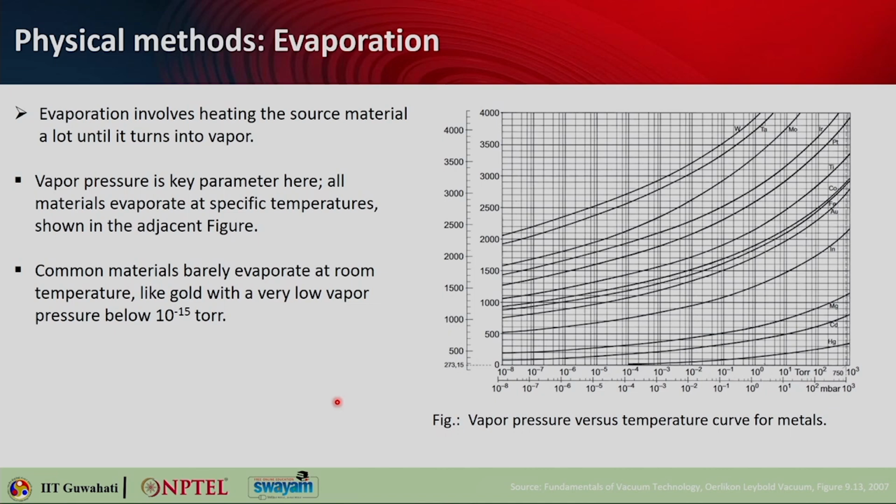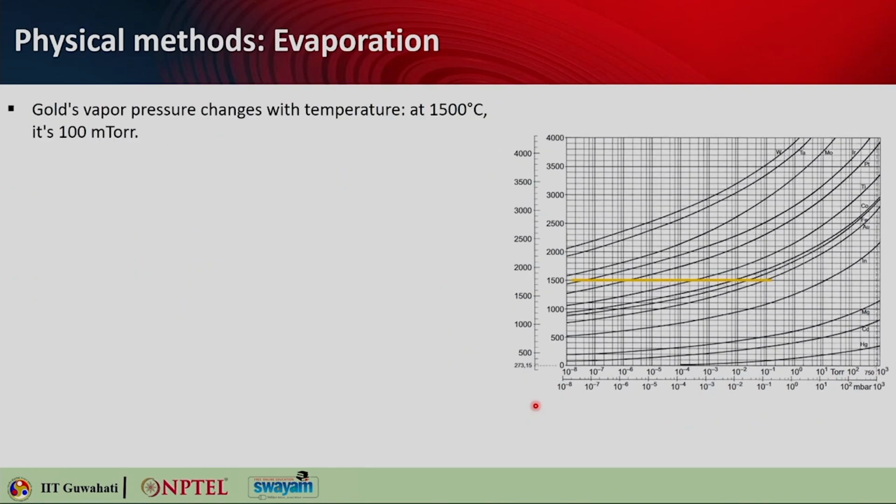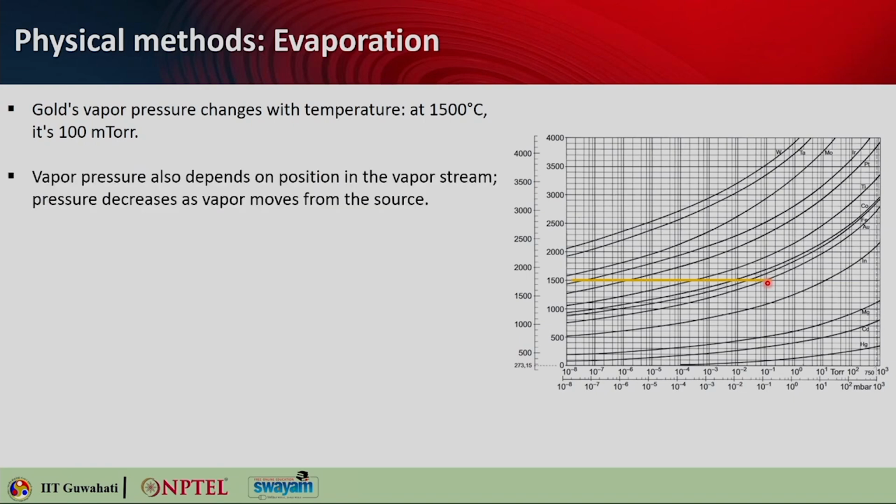So, you can see that gold has a very low vapor pressure, below 10 to the minus 15 torr at room temperature. Now, when you see how the vapor pressure for gold changes with temperature, you can see that at 1500 degrees centigrade it actually changes to 100 millitorr. And the vapor pressure also depends on the position in the vapor stream.